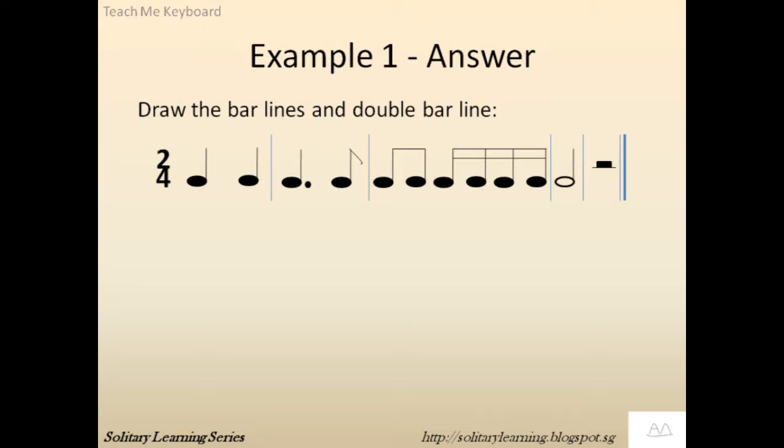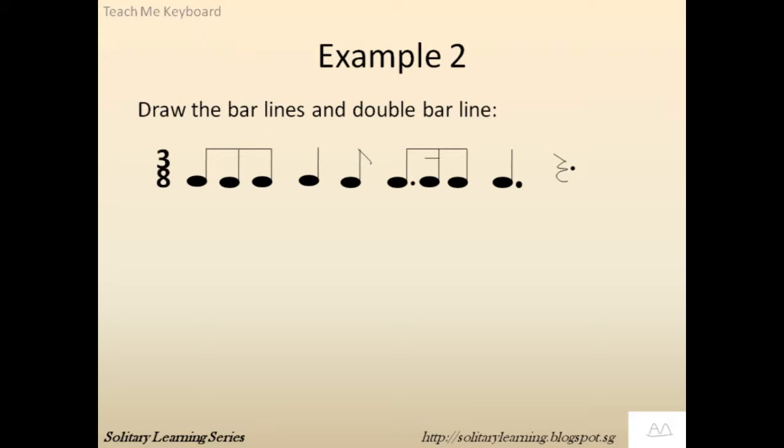Ready for more practice? Next, let's look at example 2. Similarly, you will need to draw the bar lines and the double bar line for this question. You may like to pause this video for a moment as you work on this example.